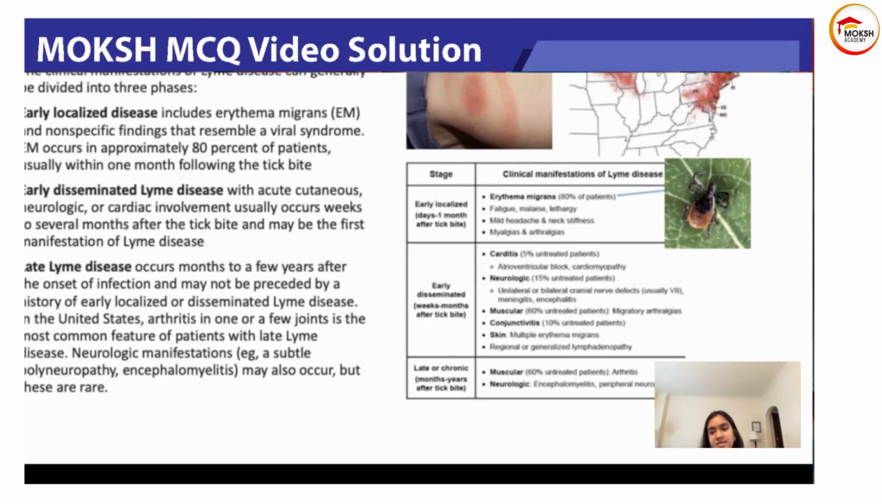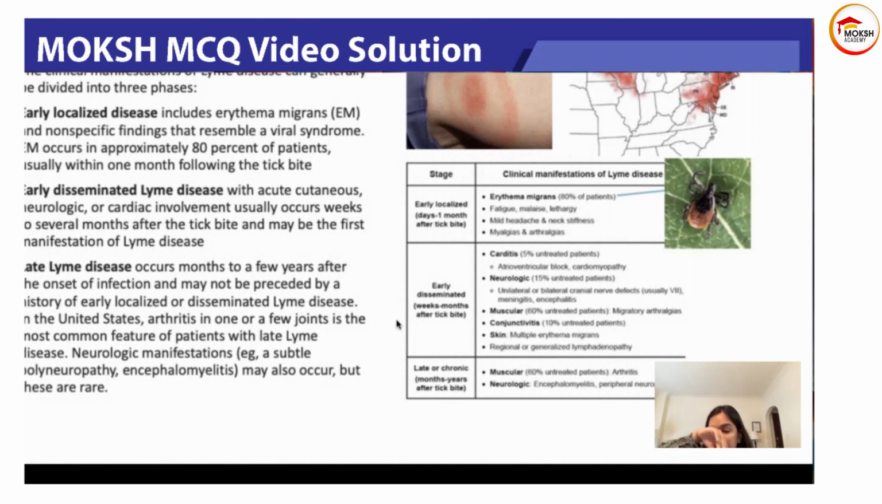Lyme disease is divided into three stages: early localized, early disseminated, and late or chronic stage. The early localized stage is where you see the target rash. So look at this rash. It starts off as a reddish macule, and then there is central clearing, so it looks like a target. This is seen in 80% of the patients, along with constitutional symptoms: fatigue, malaise, lethargy, headache, neck stiffness, myalgias, arthralgias.